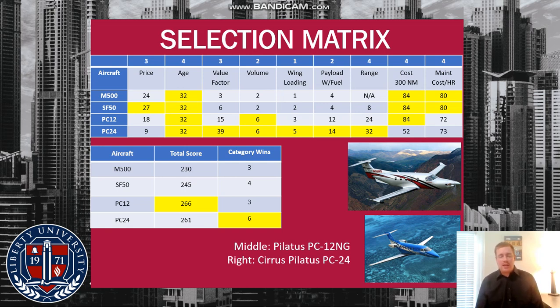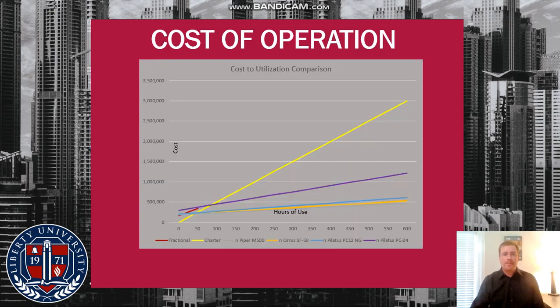What we see here is out of total score, the PC-12 scores the highest, but the category wins is the PC-24. So either one of those would be a fantastic fit for your company.